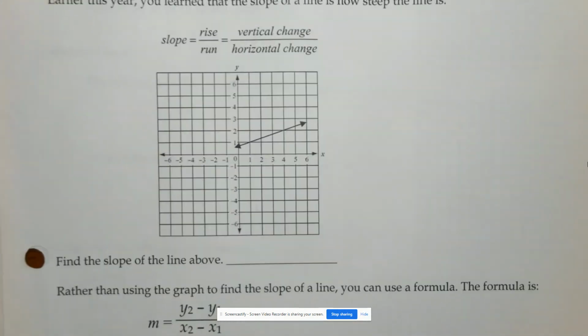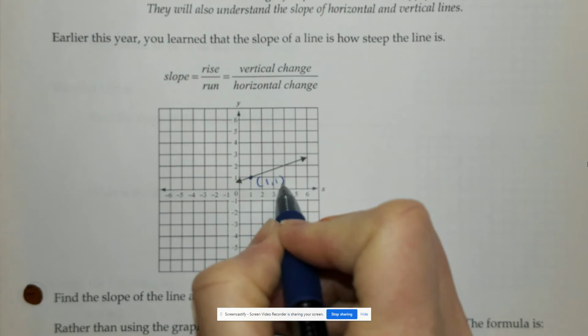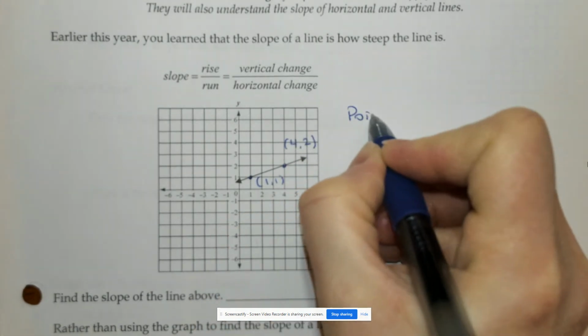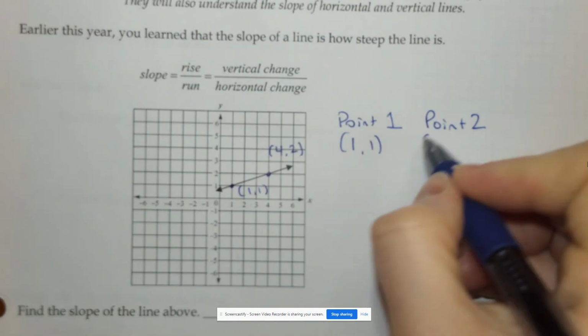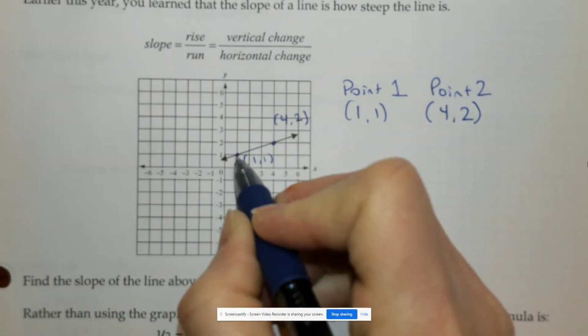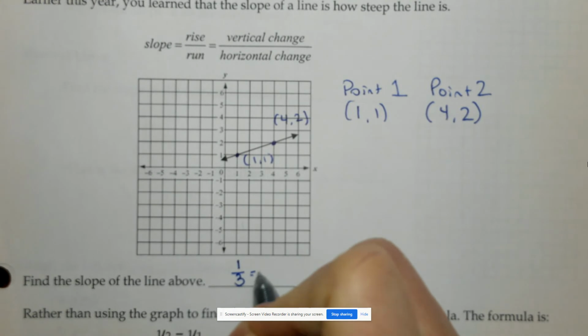And what we mean is we're looking for a place where the line crosses with the little crosshairs that are on the graph. So, for example, one good point here would be (1, 1), and another good point here would be (4, 2). So I'm going to name point (1, 1) point 1, and I'm going to name point (4, 2) point 2. All right, so in order to find the slope, first thing I could do is rise over run, right? Up 1, right 3, rise over run is my slope.